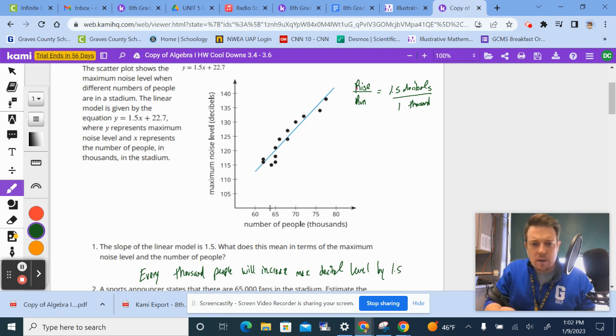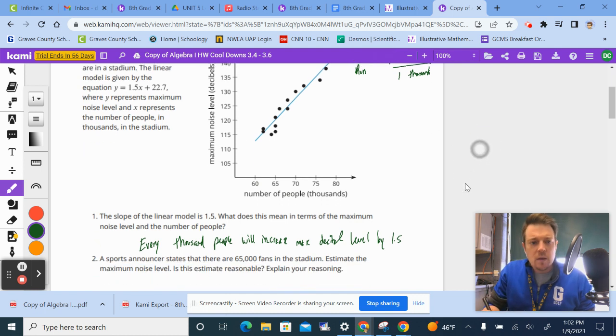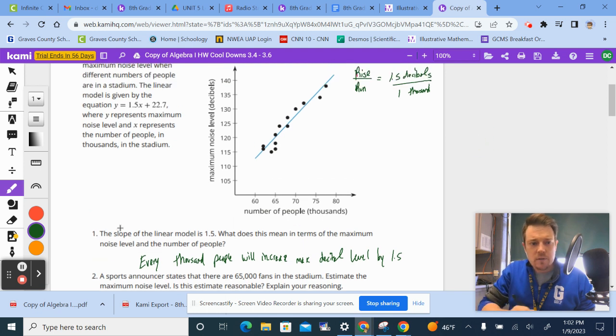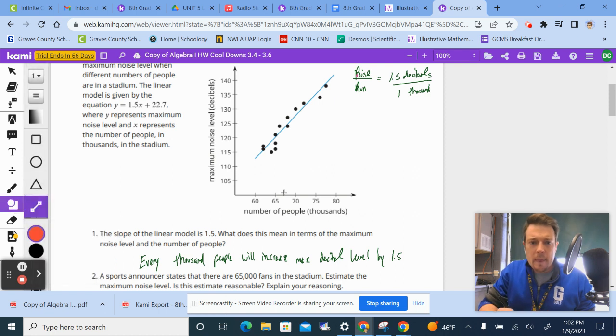Every time we go up another 1,000 people, we have the potential to raise the decibel level by another 1.5 decibels. A sports announcer comes on and says there's 65,000 fans in the stadium. Our job is to use our line of best fit to estimate how loud they could get. Well, if there was 65,000, I want to use a line drawing for this one. I'd go up and I would try to make my line as vertical as I could.